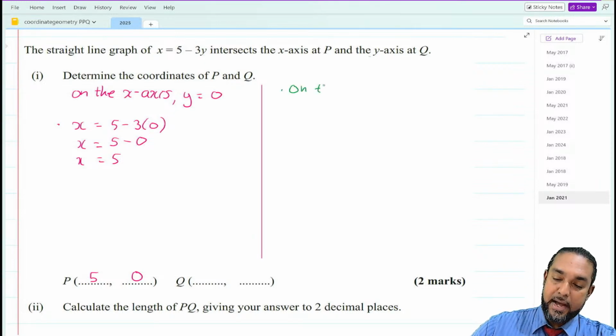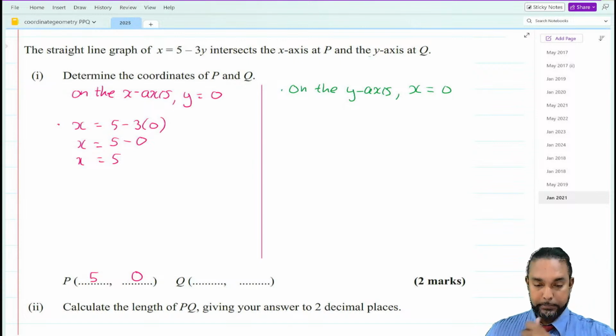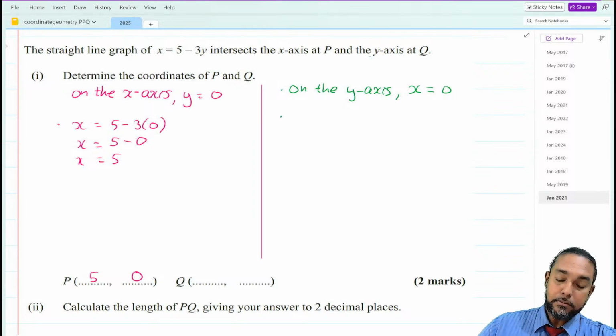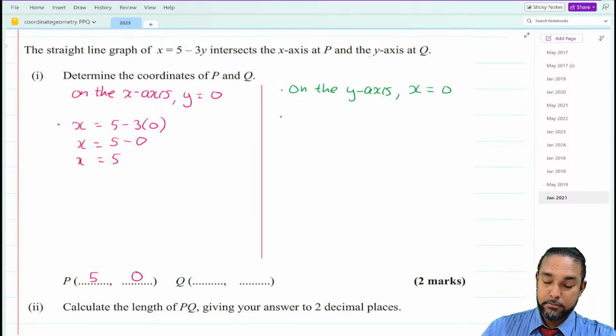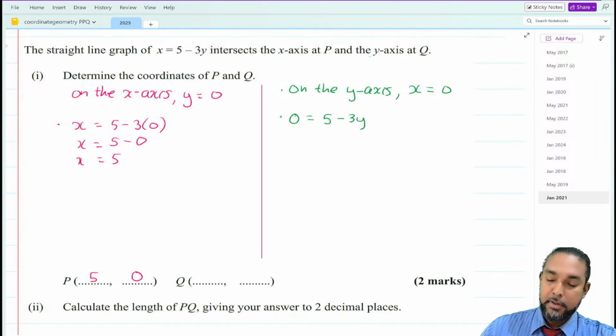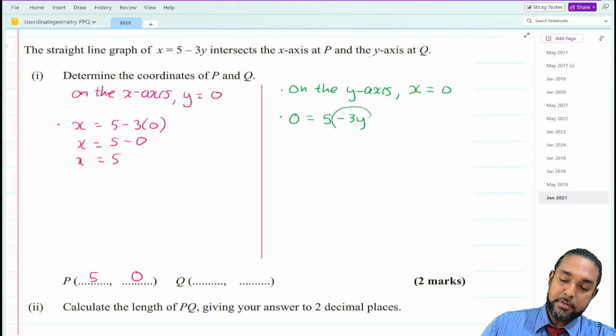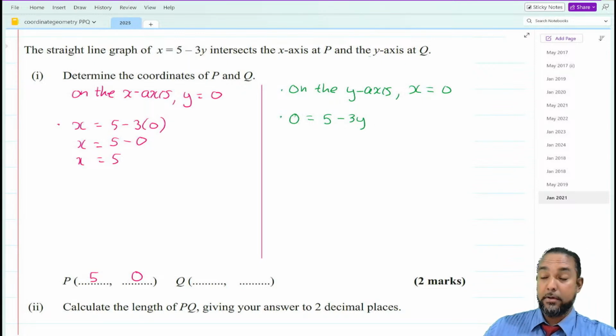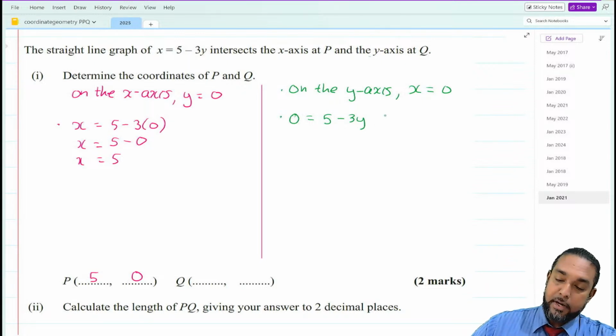So on the y-axis, x is equal to 0. Right, so 0 would be equal to 5 minus 3y. Okay, so now what we could do to solve for y, you could carry over the 3y, right, by adding it to both sides of the equation, right?